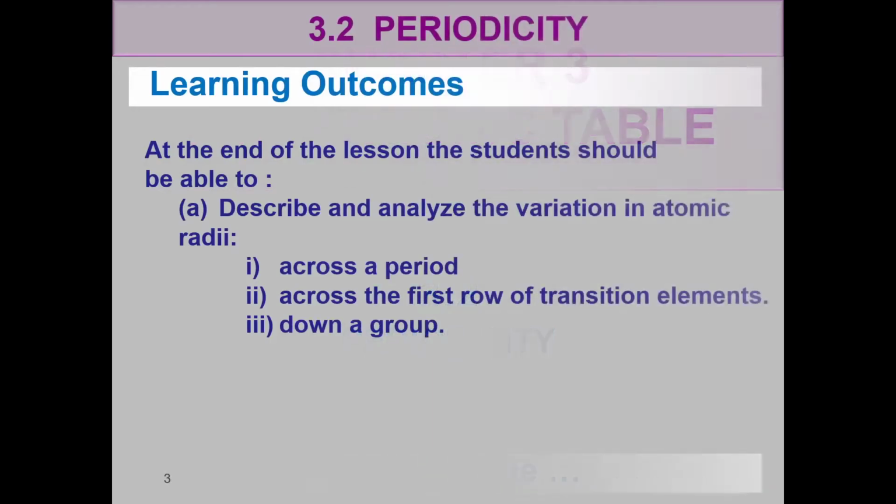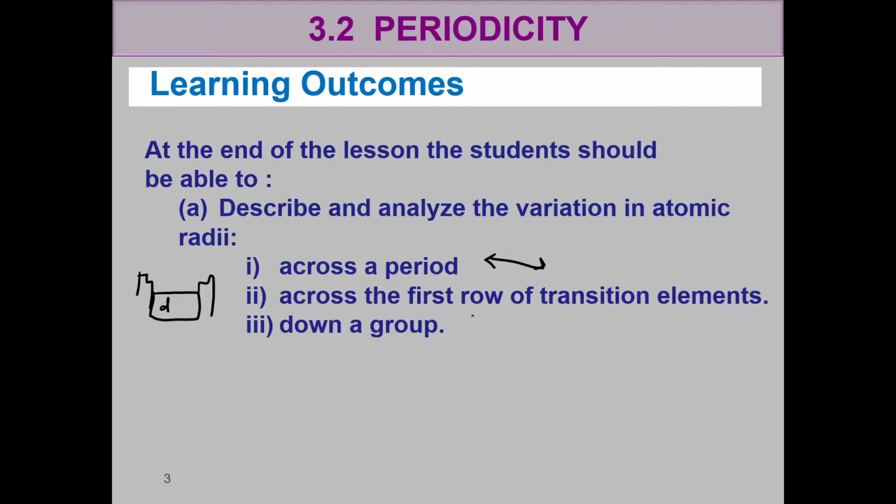So, we are going to learn about periodicity. Periodicity is just a fancy name for explaining the trends. Most of the time we will look at across the period and across the first row of transition elements. If you remember, the transition elements are here, in the D block. This is the transition element, or what we also know as the D block.